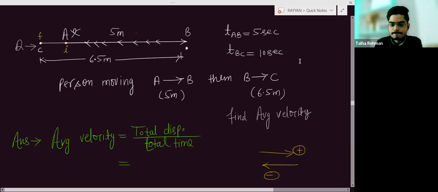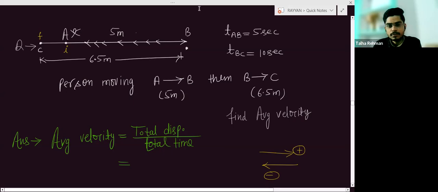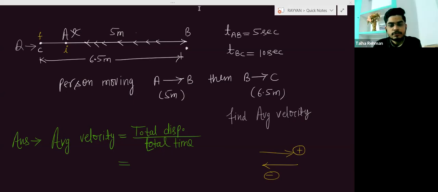1.5. Right. It will be 1.5. But negative or positive? Negative. See, why?